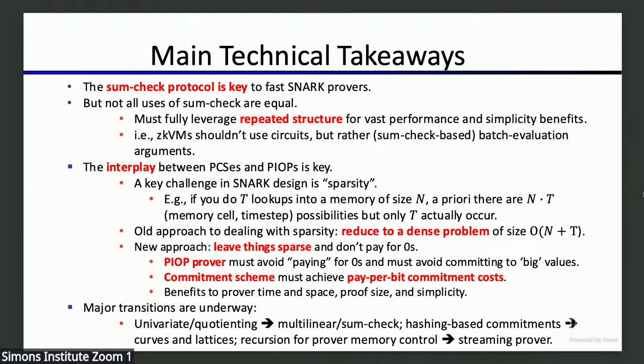Okay, here's my final slide of takeaways. I think the sum check protocol is key to a fast prover. And there's a delicate interplay between the properties the commitment scheme has and the properties the PIOP has. You really want the PIOP to avoid forcing the prover to commit to random values, and you want the commitment scheme to be fast when the prover only commits to small values and to zeros. I think the community is still internalizing some of these messages, so you'll see transitions from univariate polynomials to multilinear, and, I'm hoping, from hashing-based schemes to commitment schemes based on curves or lattices. I'm hoping there will be less recursion moving forward.